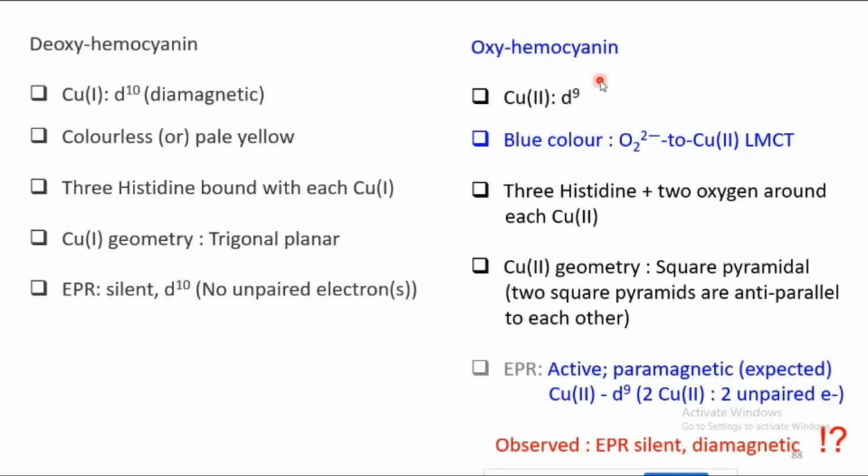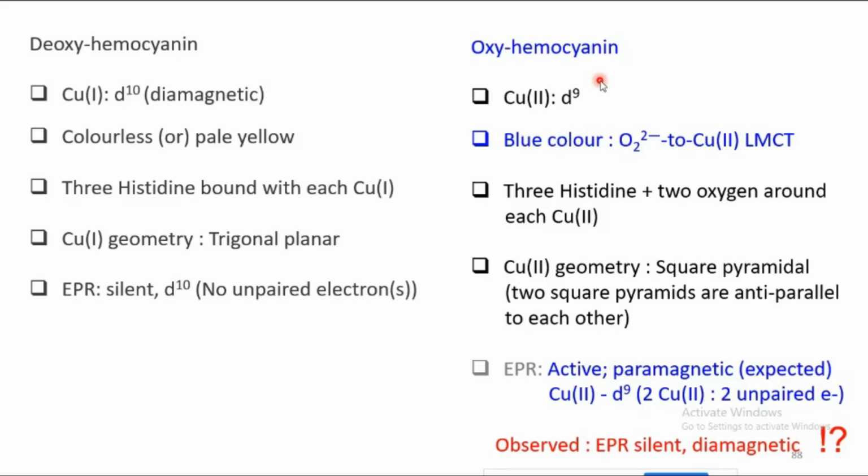So again, in the deoxyhemocyanin, both the copper centers are in the plus one oxidation state with d10 configuration, it is diamagnetic, and the CFSE is 0. As we said already, it should be colorless, or sometimes it may be pale yellow in color. Three histidines are bound with each copper center in a trigonal planar manner. Since it is a diamagnetic species, it is definitely EPR silent in nature.